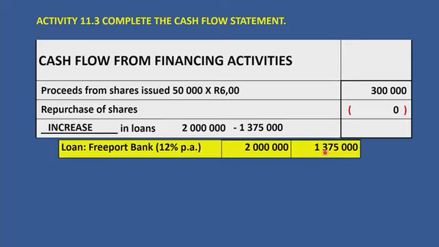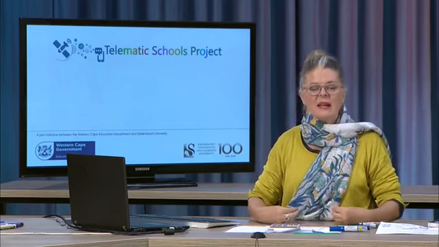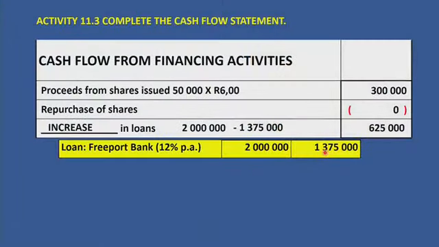And then what you think is, if I increase a loan, I am borrowing more, so it's money in. If my loan decreases, I must have paid it back, so money out. So in this case, more money borrowed means cash in. And that is why the answer is 625,000 positive, total of the block 925,000 positive.